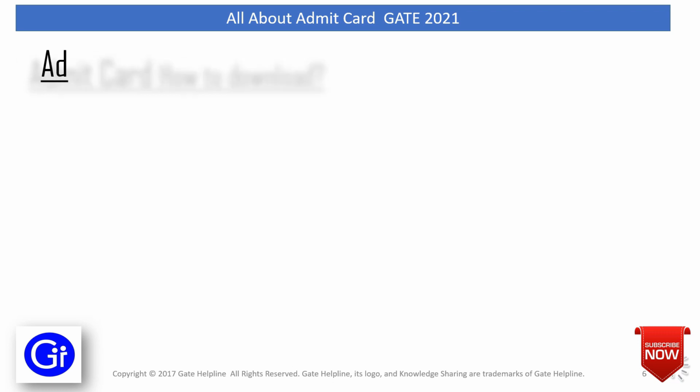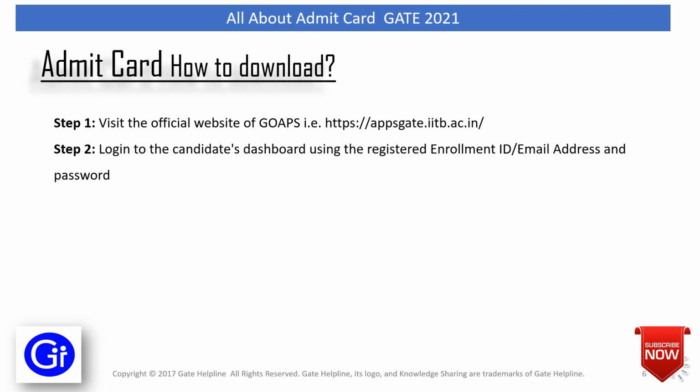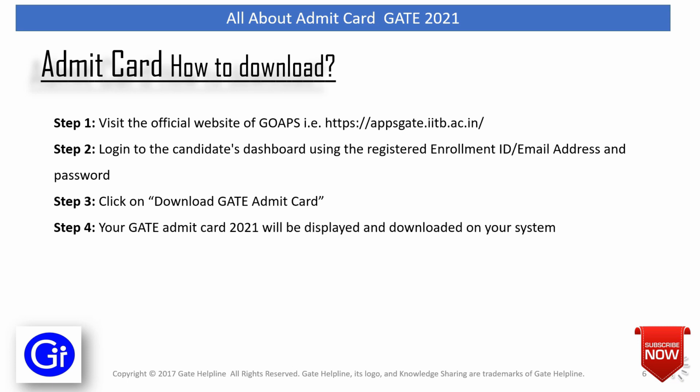Friends, in this section we will see how to download GATE admit card. So friends, the first step is visit the official website of GOAPS, that is https://appsgate.iitb.ac.in. Step 2 is log into candidate's dashboard using the registered enrollment ID, email address and password. Step 3 is click on download GATE admit card. Step 4 is your GATE admit card for 2021 will be displayed and downloaded on your system.